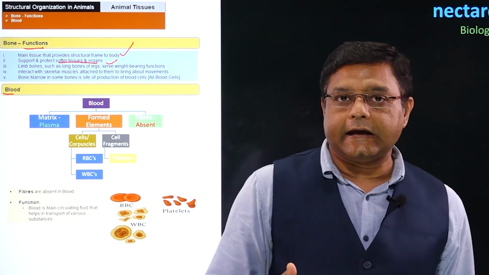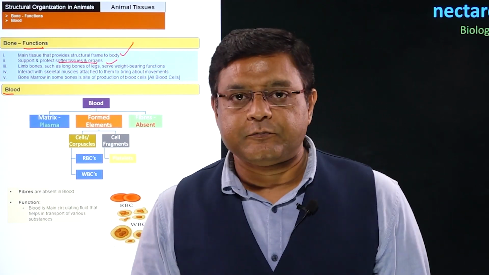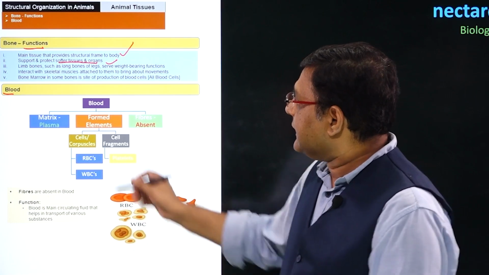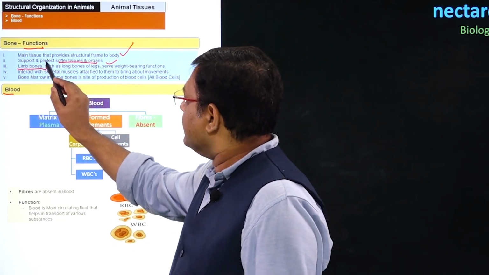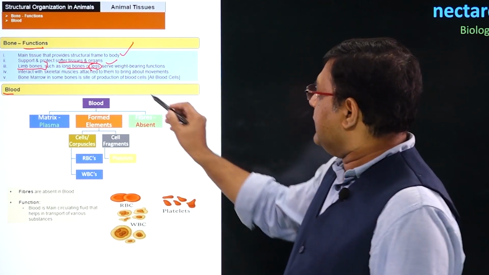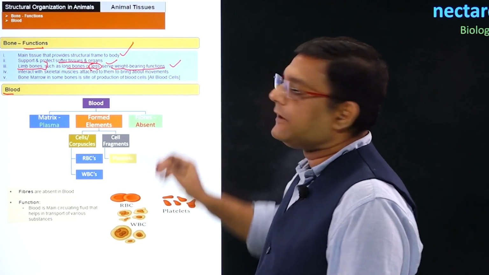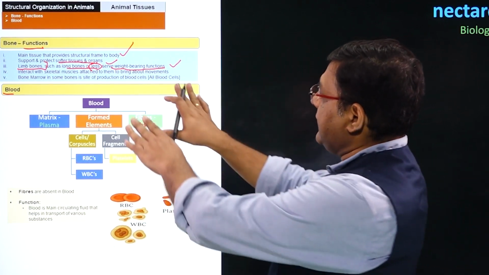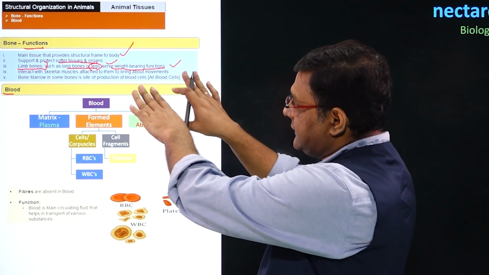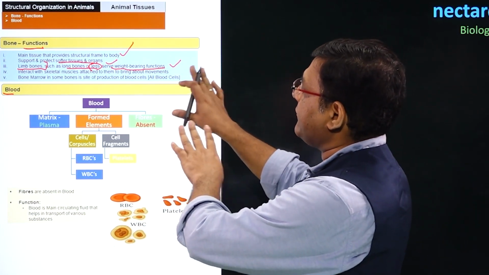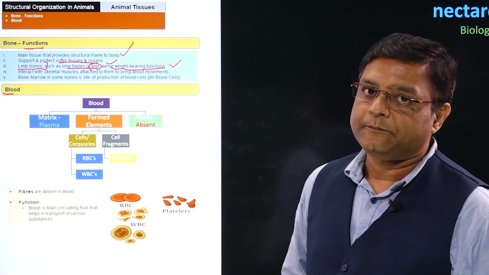We can take the example of ribs. Ribs provide protection to the lungs as well as the heart. The third is that the limb bones, such as the long bones of the legs, now these serve weight bearing functions. So the whole weight of our body is coming on the long bones of the legs, and that is how these provide the support or weight bearing functions.